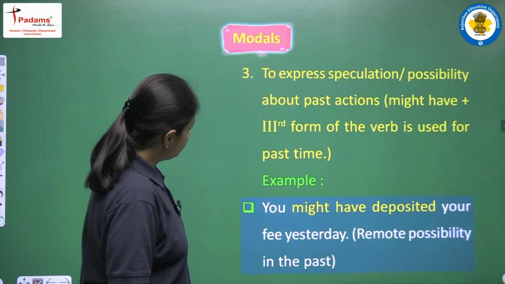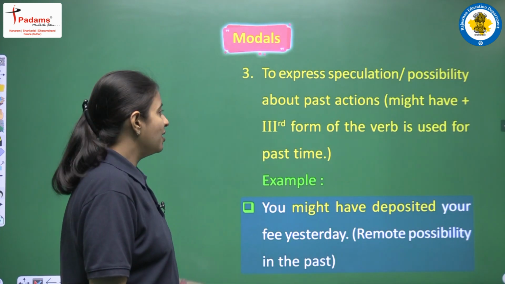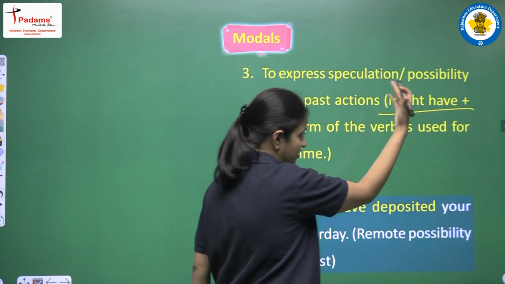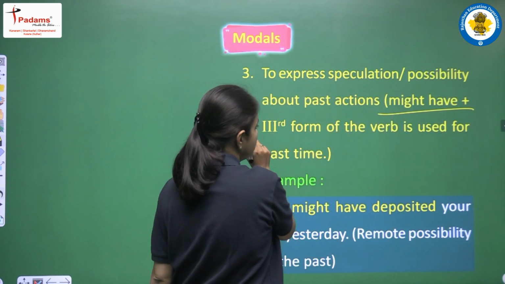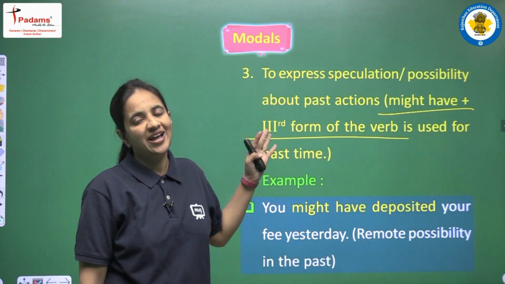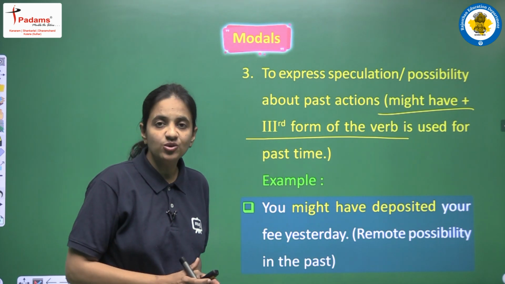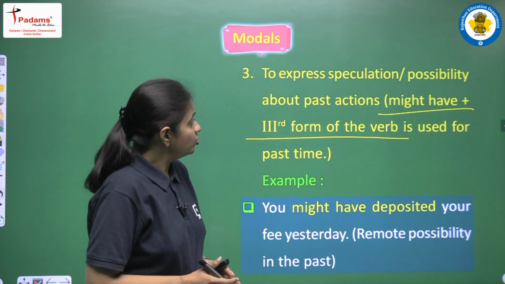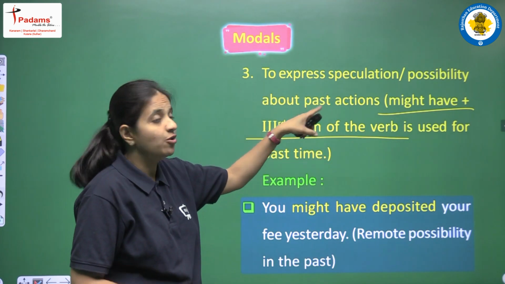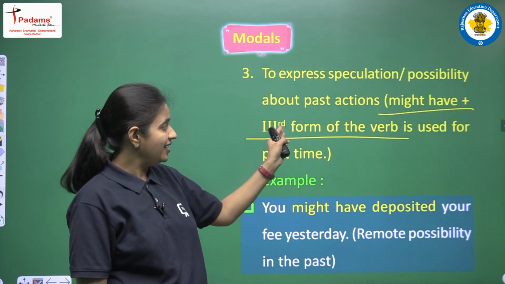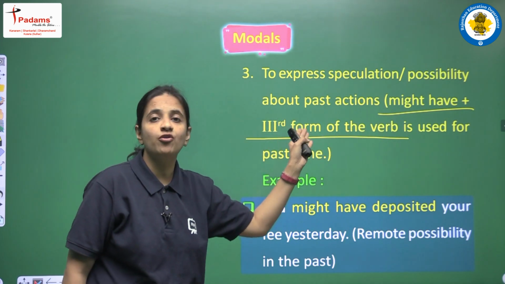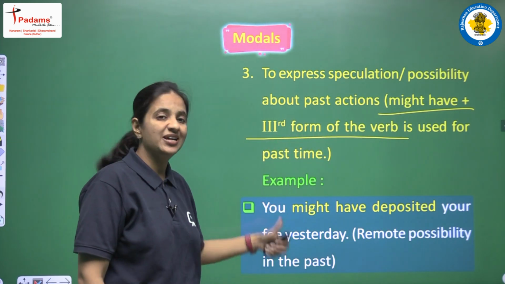Next, to express speculation, possibility about past actions, at that time we have to follow this particular structure, that is might have plus third form of the verb, right? So this is used for past time. So we have another use, and according to this use, might as a modal is used to indicate speculation, or we can say possibility, and that too about past actions, right? And at that time we have to follow this pattern, that is might have plus third form of the verb. So this is used to show the past time.